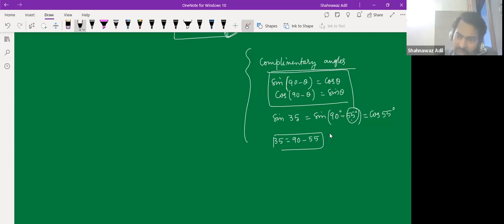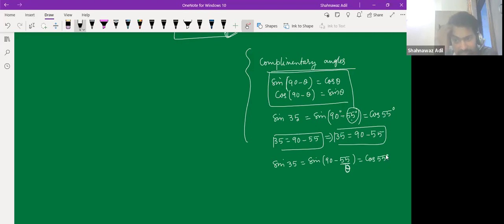So how can you write this 35 in terms of 90? I can write 35 as 90 minus 55. Is that correct? Yes, sir. So I have this sine of 35, and I can write this 35 as 90 minus 55, right? And whatever is sine of 90 minus theta, that is your cos of theta. So is this clear? Yes, sir.